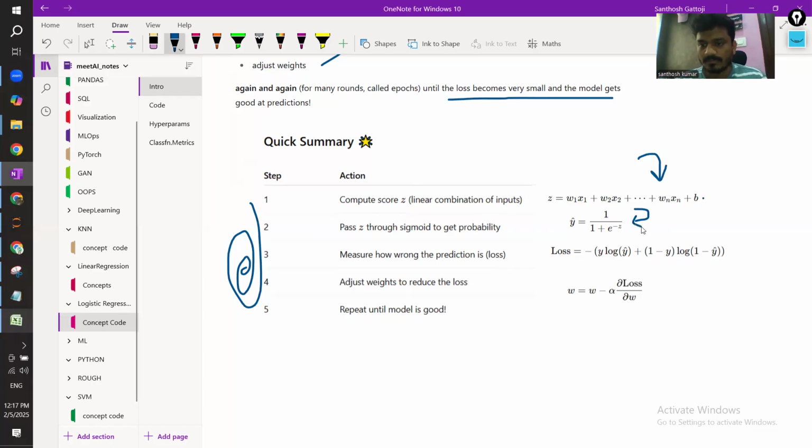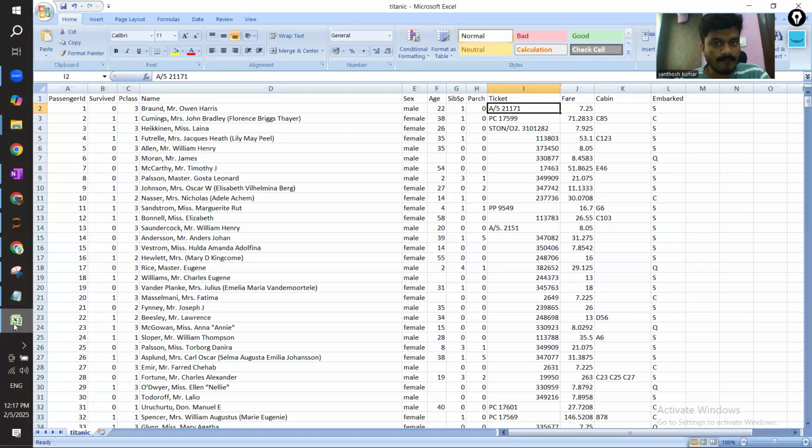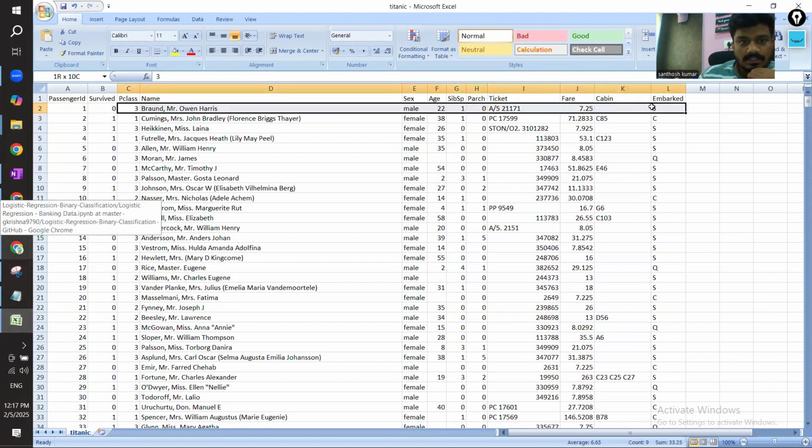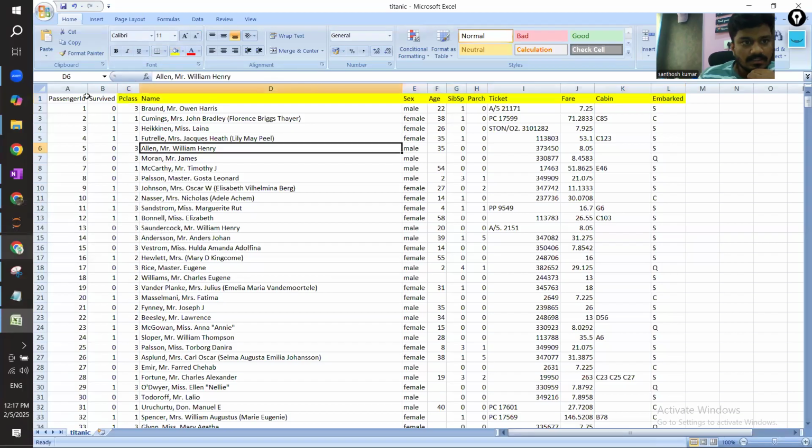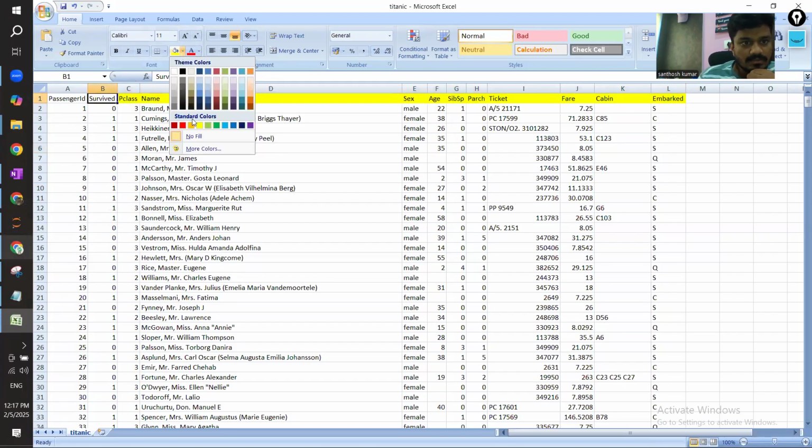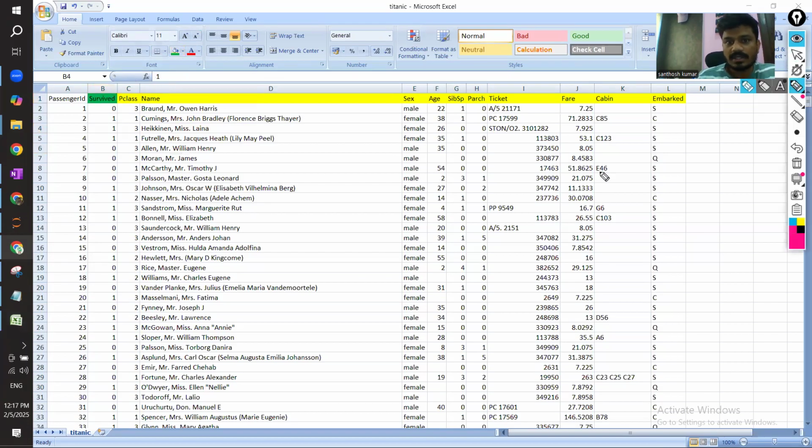For W1 X1, for example, go to the Excel sheet once. Here X1, X2, X3 means all these features. These are the x values, and let's say this is my y variable, the y value. Now when I'm saying W1 X1, W1 is some random value. Let me say 0.5.